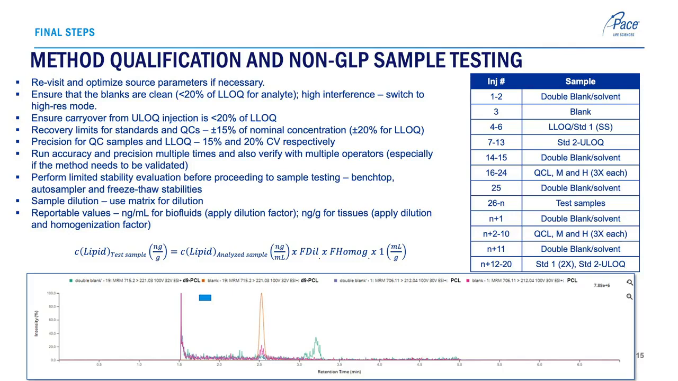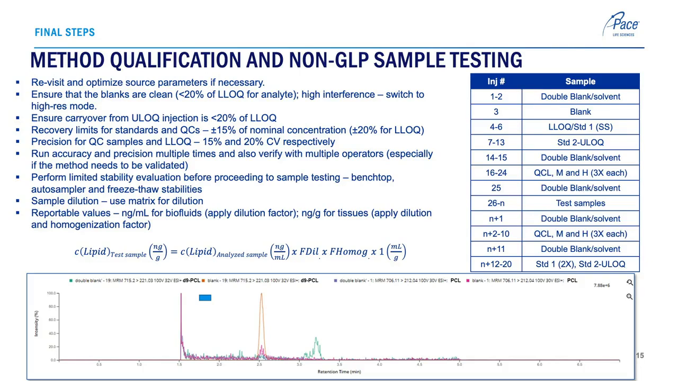Test samples are typically extracted using internal standard containing extraction solvent. In case the sample concentrations are outside the calibration range, dilute the test samples using the matrix and test them. An exemplary sequence for test sample analysis is shown on the right-hand side table. The test sample concentrations are reported as nanogram or microgram or mg per mL, or in molar concentrations. In case of tissues, the sample concentrations are reported as nanogram or microgram or mg per gram of tissue. The dilution undergone by test samples during homogenization or any additional dilution applied to accurately quantify the test samples is factored in for calculating the nanogram per gram concentration of the lipids.